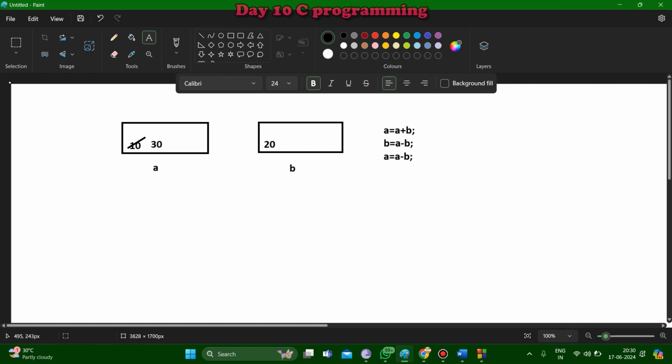Next, A minus B equal to B. Now do A minus B. 30 minus 20, how much? 10, sir. Now 10 will come here. 20 will be removed, deleted.